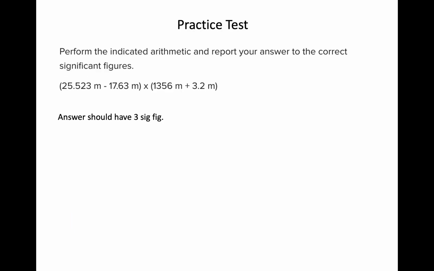On the practice test, if you want to test your skills on this, here's a question that I found, and it's really well aligned with the same learning objective. If you work this one through, your answer should have 3 significant figures.